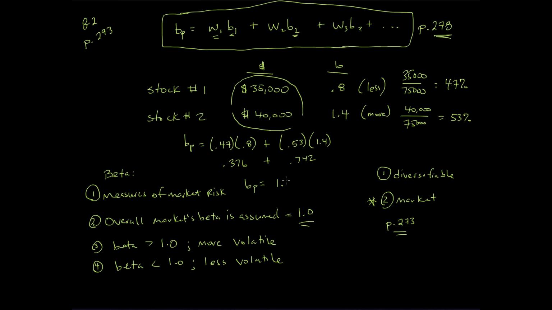is 1.12. So here is the answer to the question, and we would say that this portfolio, since beta is greater than 1, this portfolio is more volatile than the stock market as a whole.